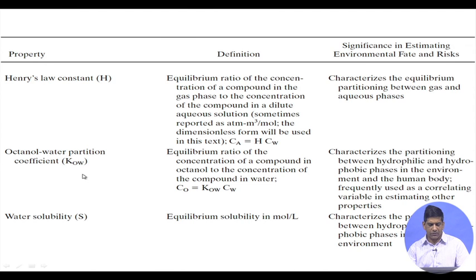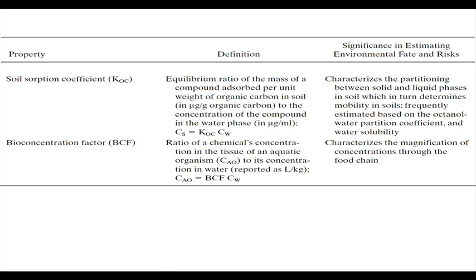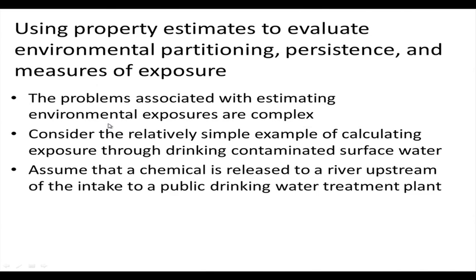Some others are Henry's law constant, octanol-water partition coefficient, and water solubility. These need to be revised if you have forgotten them. Same with the soil sorption coefficient and the bioconcentration factor. The soil sorption coefficient is the equilibrium ratio of the mass of compound absorbed per unit weight of organic carbon in the soil. That gives you how good the absorption will be for chemicals passing through a certain soil layer, so you can do the partitioning between solid and liquid phases. Bioconcentration basically says how things will concentrate along the food chain. We probably already know all this.